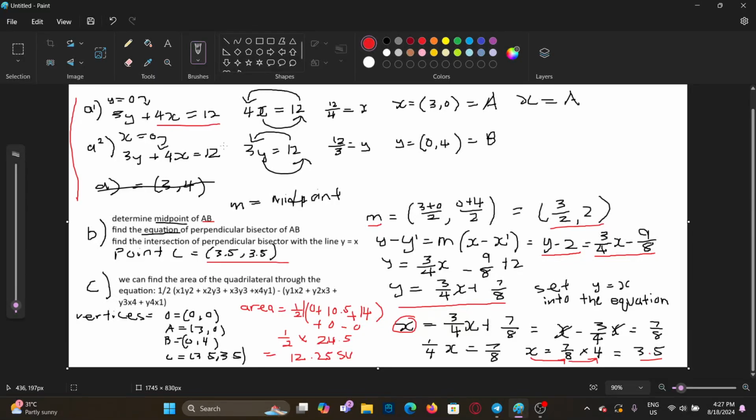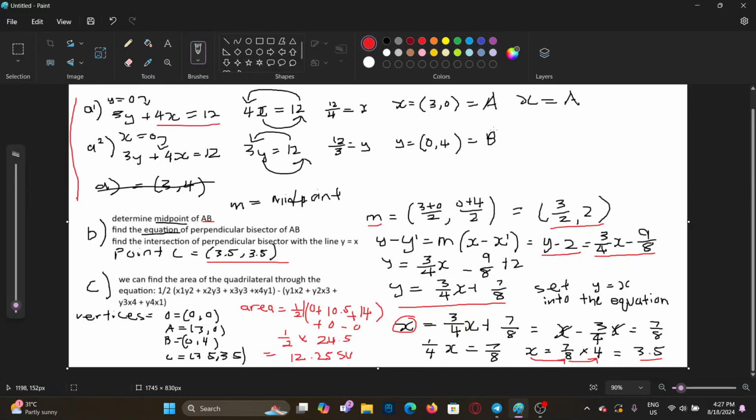Next, we do the same thing, however we replace x with 0 instead, so we are left with 3y equals 12. We move 12 over, we move y over, and we are left with 12 over 3 equals y. After doing division again, we are left with 4, so y equals 4, giving the point (0, 4), which equals B.